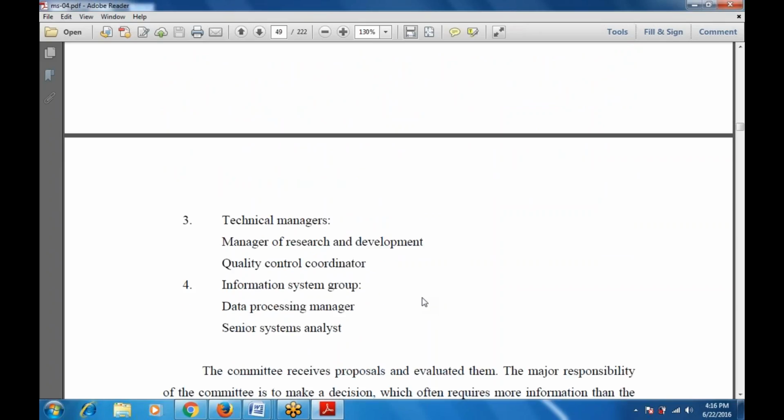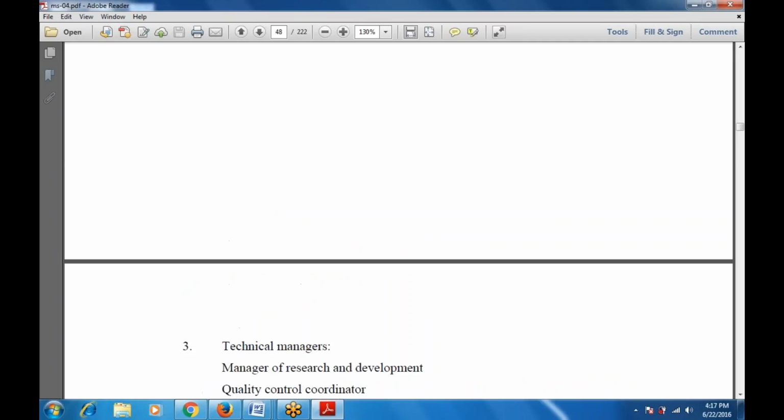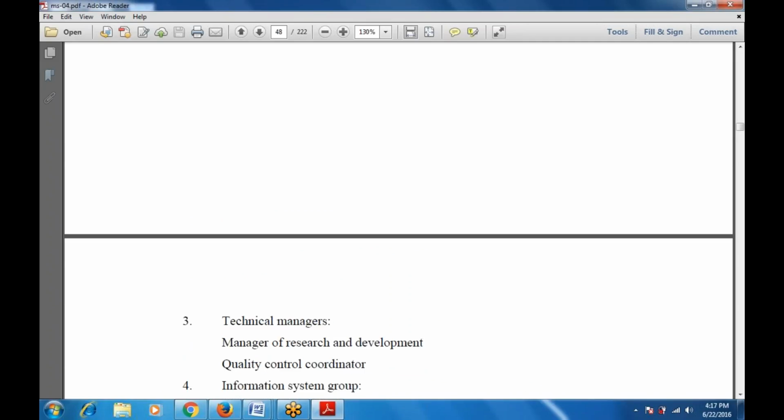The third is technical managers, who take care of technical issues, including the managers of R&D, that is research and development, and the quality control coordinator. The fourth is the information system group, which includes the data processing manager and the senior system analyst. These two are covered within the information system group, and beyond them there are the other members of the committee.